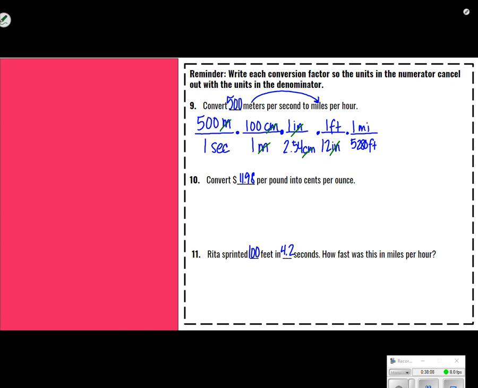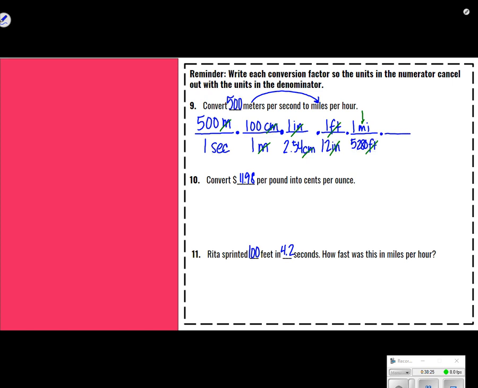So if I stopped and did the math right here, I would have miles per second. But that's not what I want. I don't want miles per second. I want miles per hour. So that's where the units let you know you're not done yet. So I'm going to keep going.